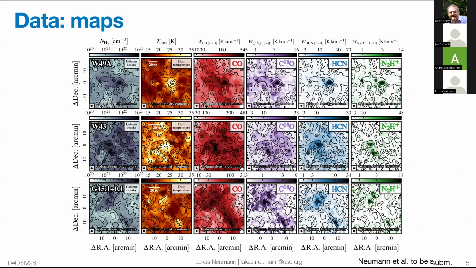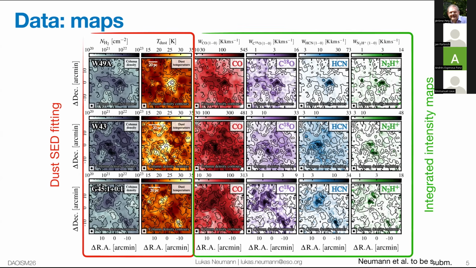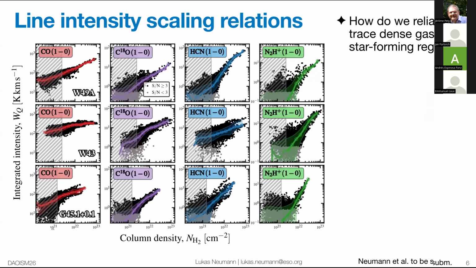And those also come with dust SED fitting to give us independent measurements of the column density of the gas, which we can then convert from dust into gas surface densities, and the dust temperature, so that we can study the emissivity of these lines in the dust temperature and dust column density regime. So let's first have a look at how some of these lines behave as a function of the column density that has been inferred from the dust.